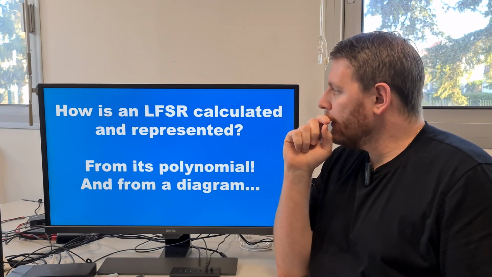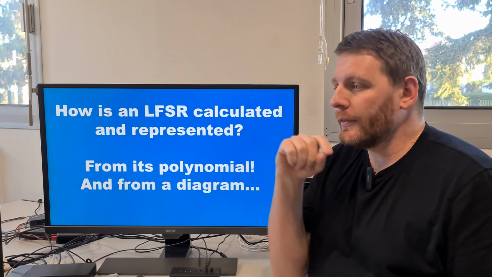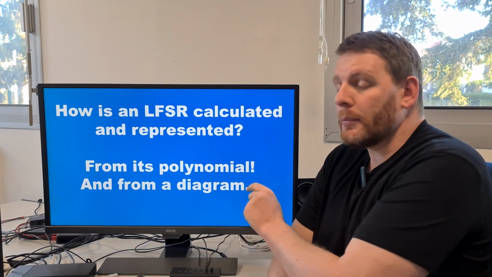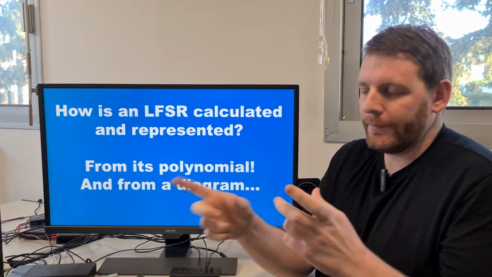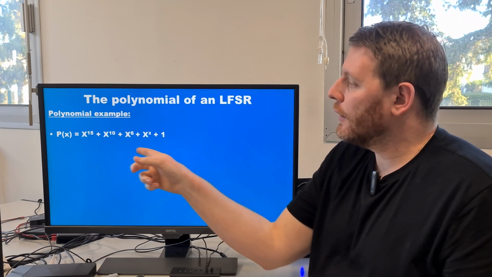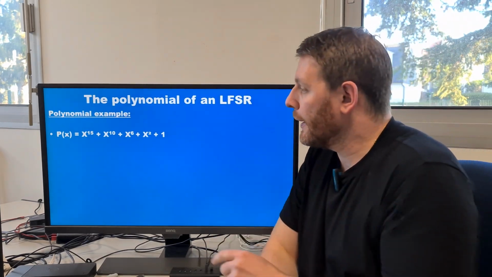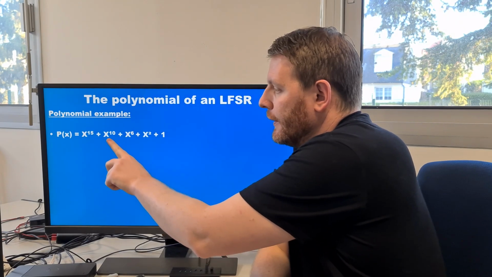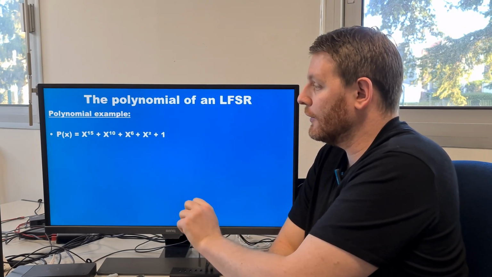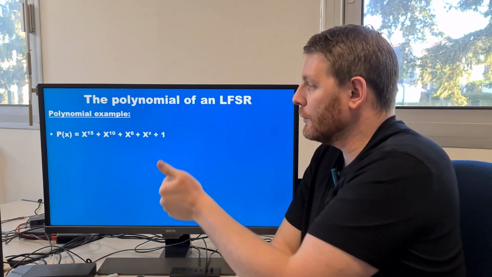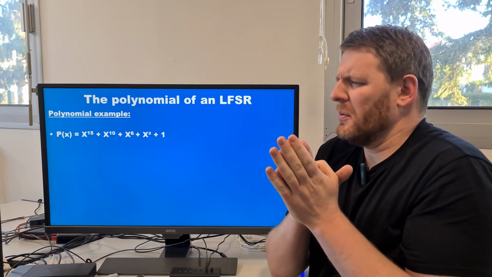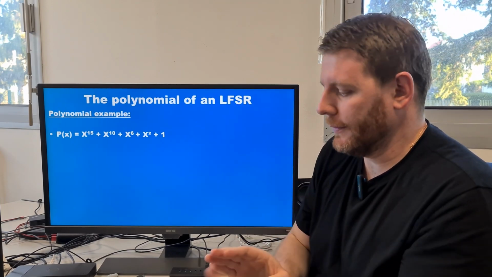Okay, how is an LFSR calculated and represented? You can compute it from its polynomial and from a diagram or schematic. Let's take an example. This is a totally arbitrary polynomial: X power 15 plus X power 10 plus X power 6 plus X squared, or X power 2, plus 1. Normally, when you see it, you can ask, oh, what is this? This is just a simple polynomial.